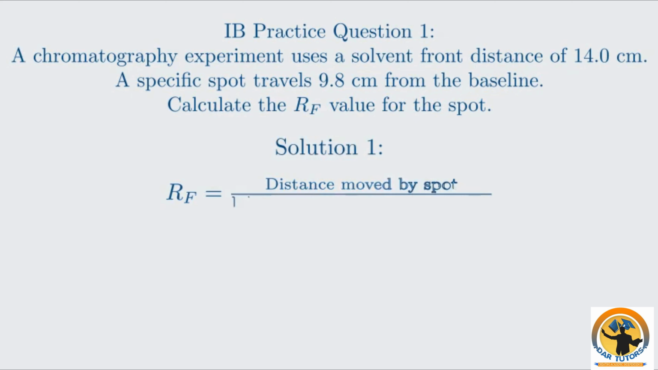The RF value is the distance of the spot divided by the distance of the solvent front. That is, 9.8 centimeters divided by 14.0 centimeters. This gives us an RF value of 0.70. Note that RF values have no units as the units cancel out.